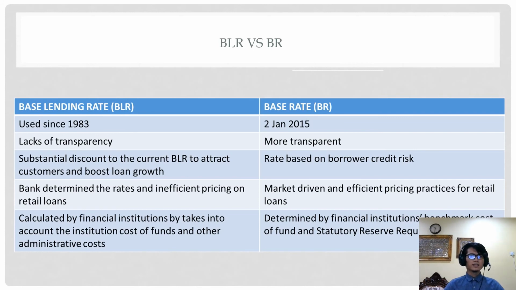The rates are determined by the bank's cost of fund and the statutory reserve requirement, which is SRR. And the new BR framework will also take into consideration other loan pricing components, including operating costs, liquidity risk premium, borrower credit risk, and profit margin.